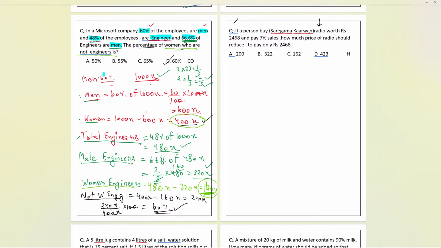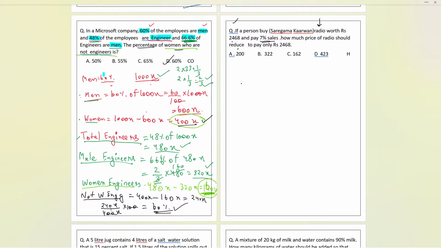When you go into the shop and say that you want to purchase this, he will add some tax also on that. Suppose we paid 7% tax on the sales, whatever they are charging. Now how much should we reduce the price, to pay only 2468? It means that we only need to pay 2468 as the final amount after adding the sales tax, which is already given over here.